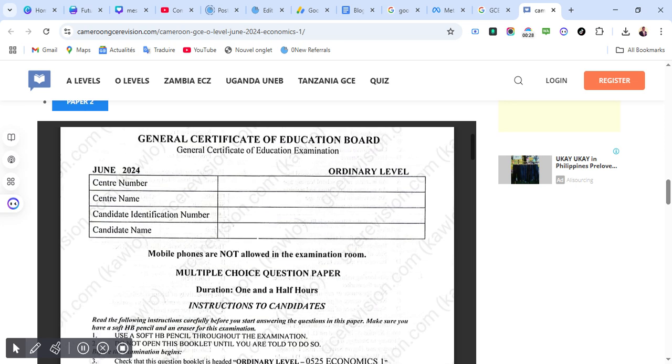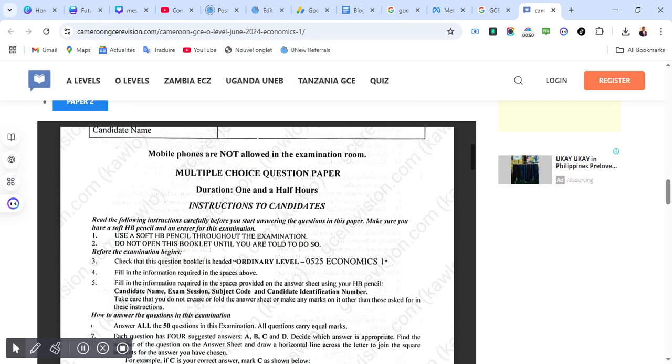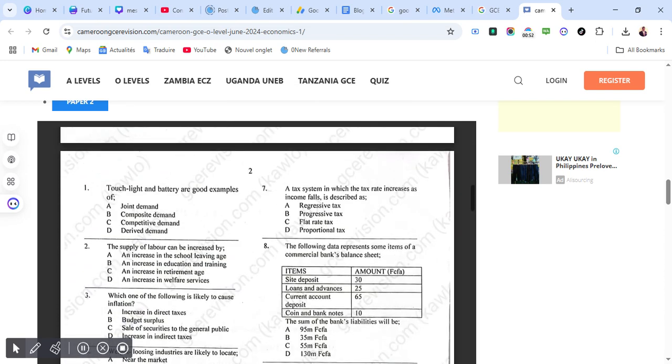As I always say, when you get into the GCE hall, the first thing you have to take note of is your center number, your center name, candidate identification number, and candidate name. Make sure that they are well in place, because if you don't fill this, you have already failed your exams. So for you to pass your GCE, make sure these are well placed. Okay, now let's go right into it.